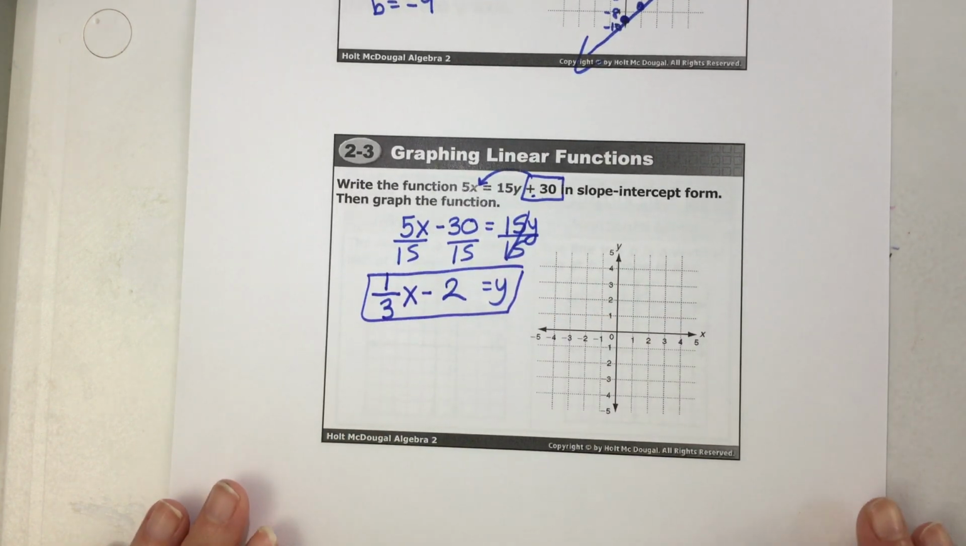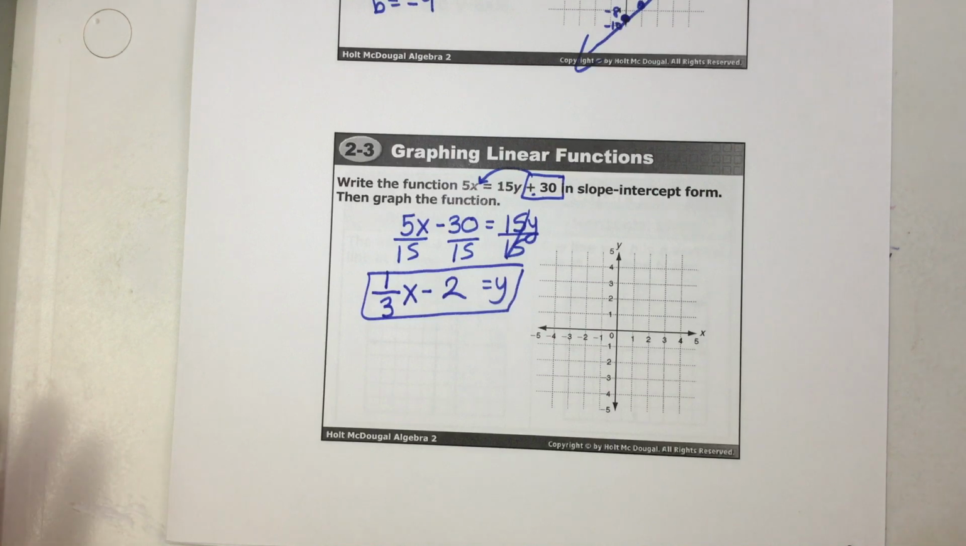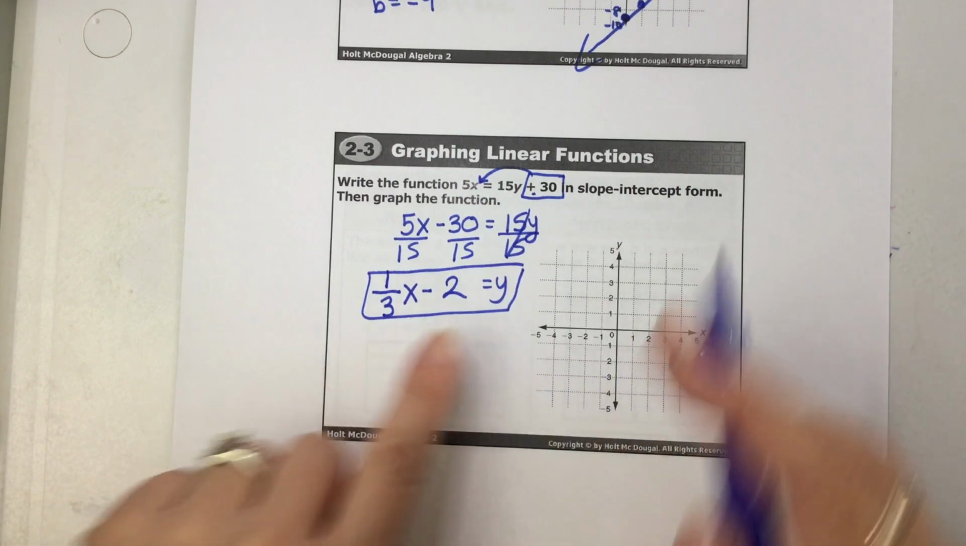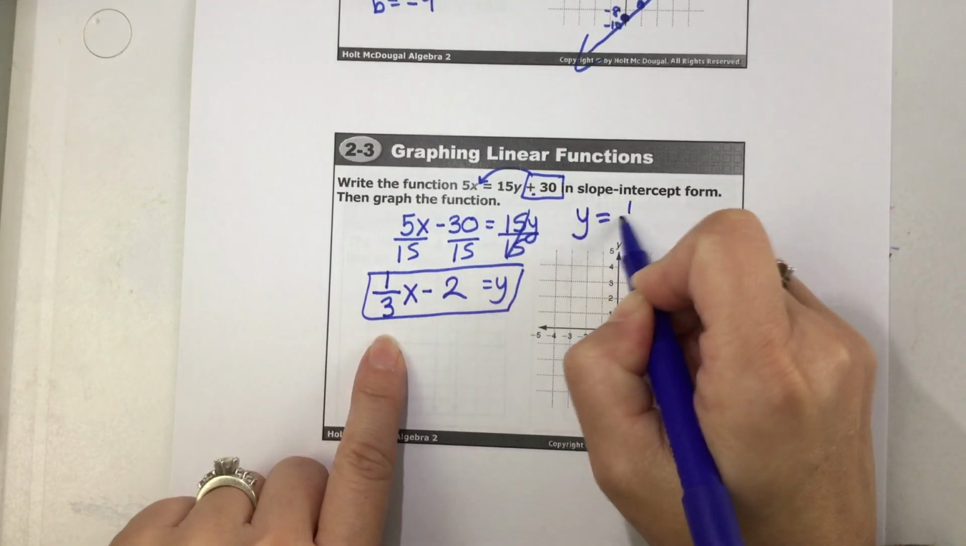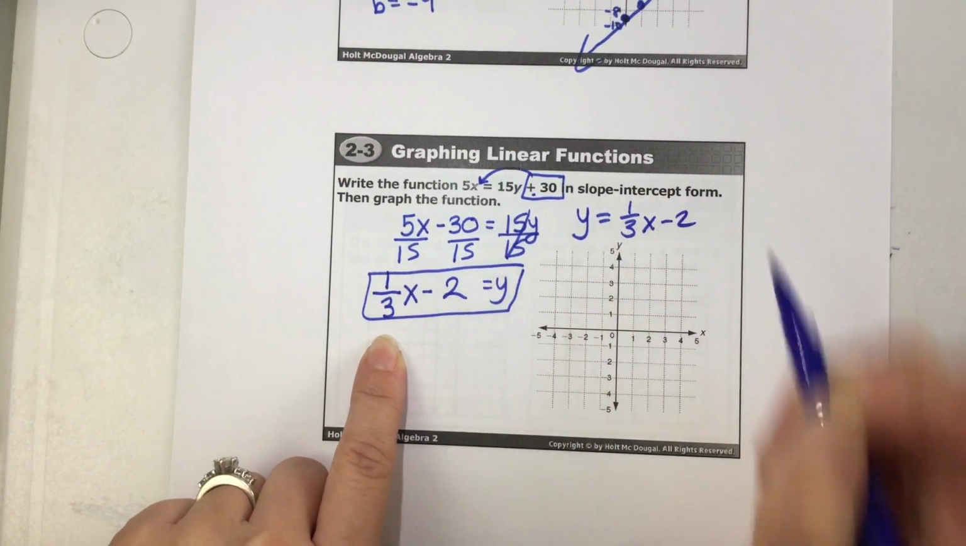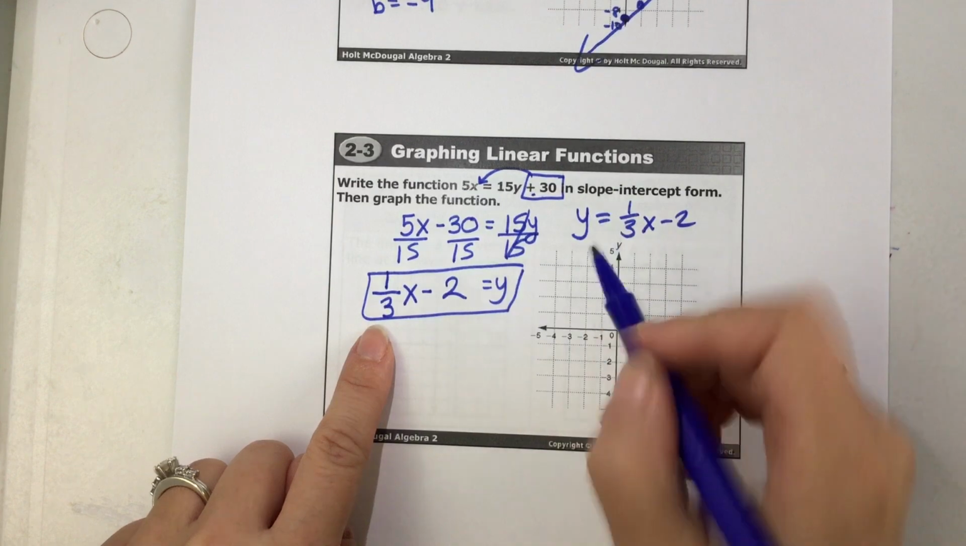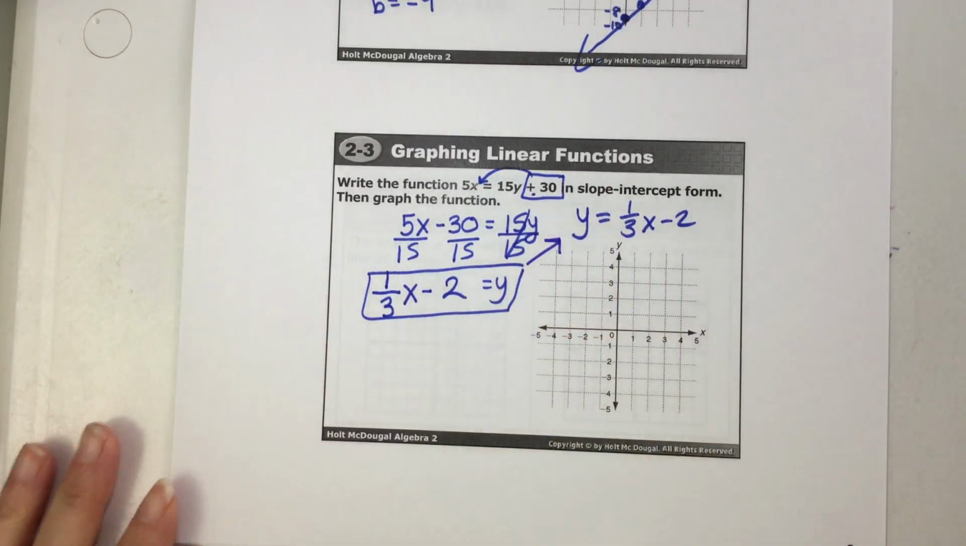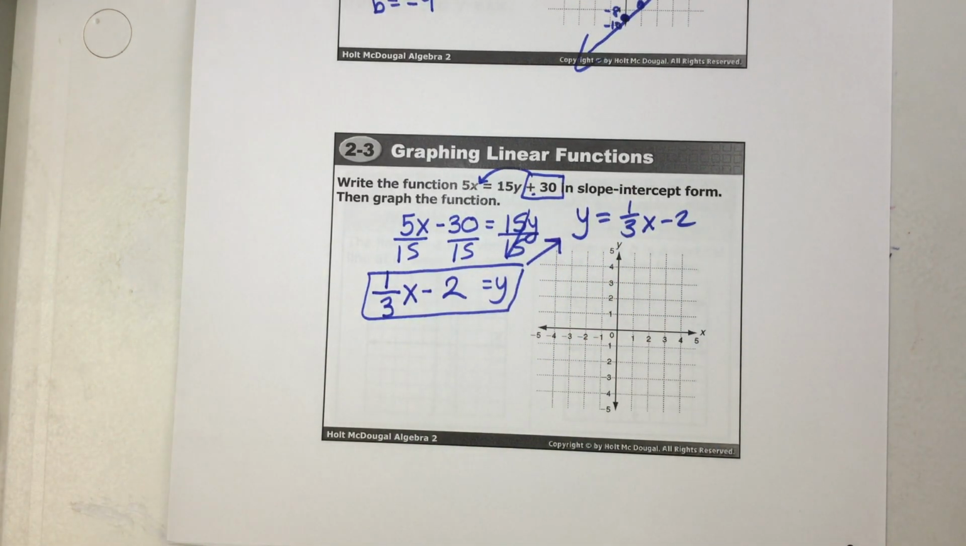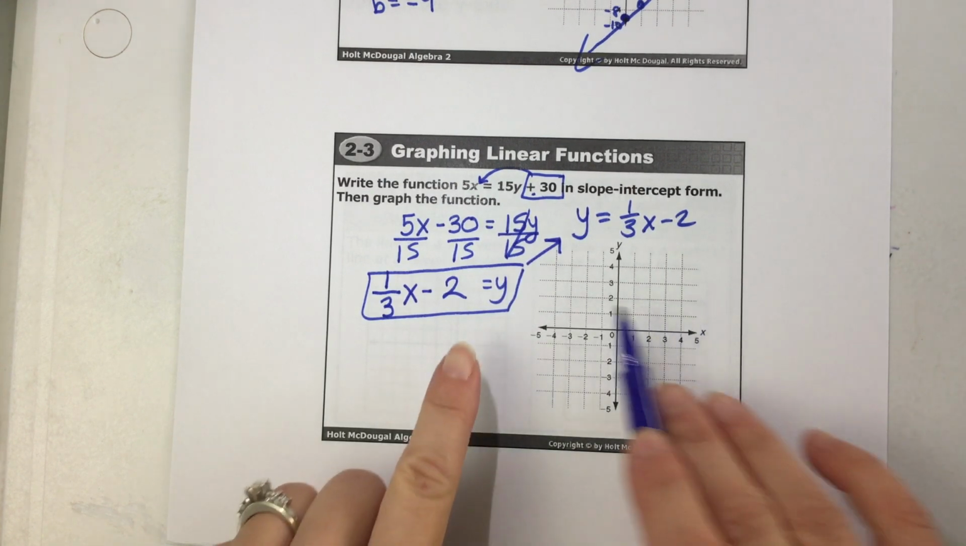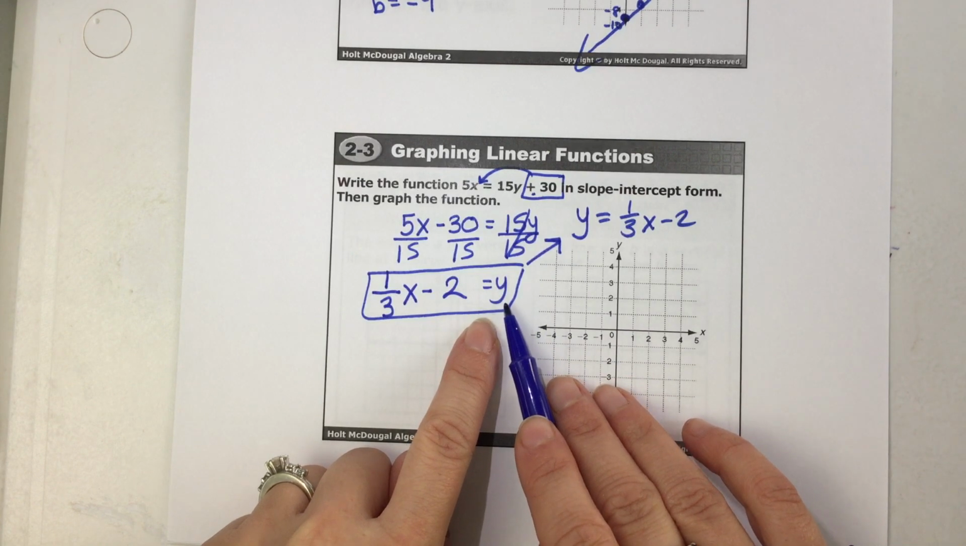I have had many students in the past who could not leave this in that format. What I mean is they saw this and they're like, no, y equals 1/3 x minus 2. So if this bugs you and you need to rewrite it, go for it. I have had many students in the past who want that y on the left side, and I get that. But it is important for you to realize that it's okay for it to be on the right side.